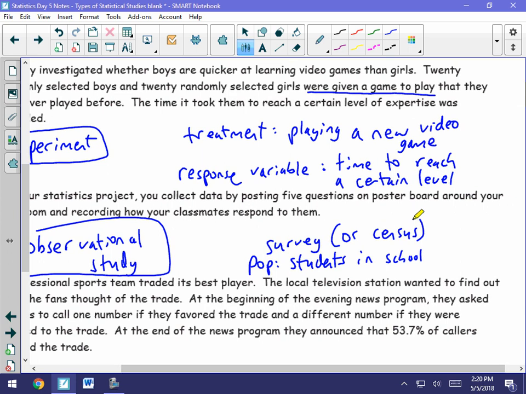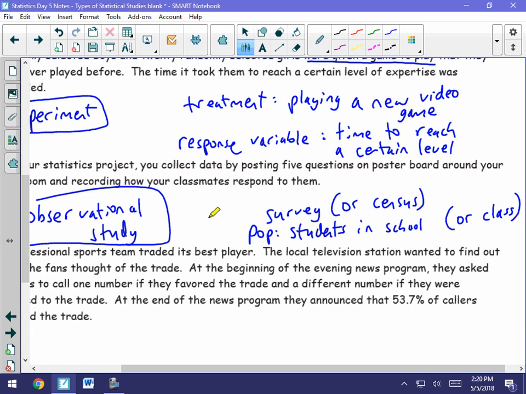Or if the census, since the census means the entire population, if your whole point was just to study your class, then when you just talk to the people in your class, that's the entire population, so it's a census. But the observational study is the key there. No treatment imposed and just collecting data.